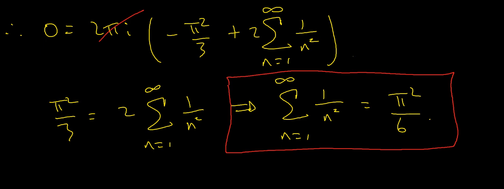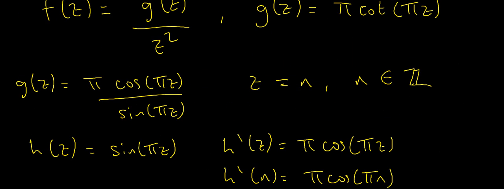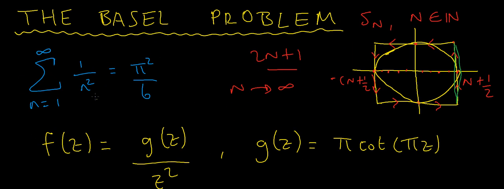So let's just recap what we've done. In order to evaluate the value of this sum, we set f of z to be equal to pi cotangent pi z divided by z squared, and you can see by the symmetry of the problem where that z squared comes from, and we integrated that over a square. So I suppose the natural question is, can we use the same technique to tackle other sums, like 1 over n to the 4? And the answer is yes.